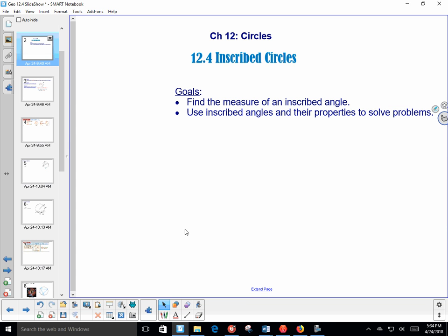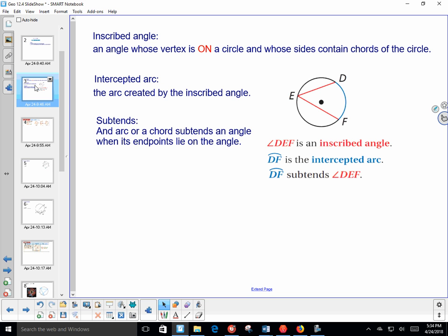Sorry I'm not able to be here with you, but we are looking at section 12.4, inscribed angles, and hopefully you all have your guided notes. So let's begin. The goals for this section are to find the measure of an inscribed angle and to use inscribed angles and their properties to solve problems. So let's take a look at what an inscribed angle is.